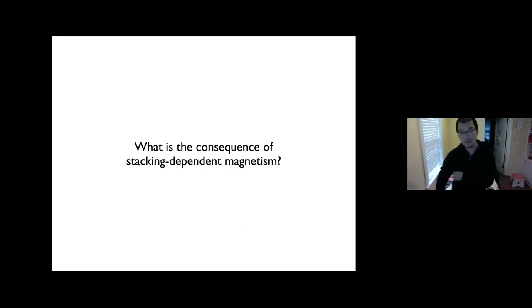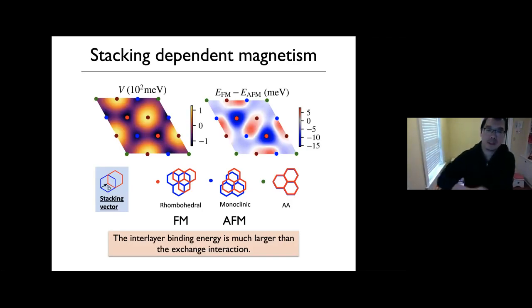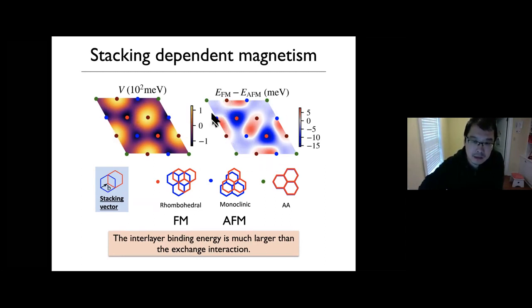So now we have seen that when you consider this van der Waals magnet, we have this new degree of freedom we can tune, which is the stacking. So what's the consequence of the stacking-dependent magnetism? Let me show these two pictures again. On the left is the interlayer binding energy, and on the right is the interlayer exchange.